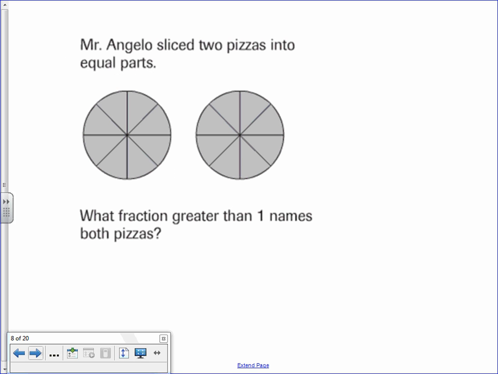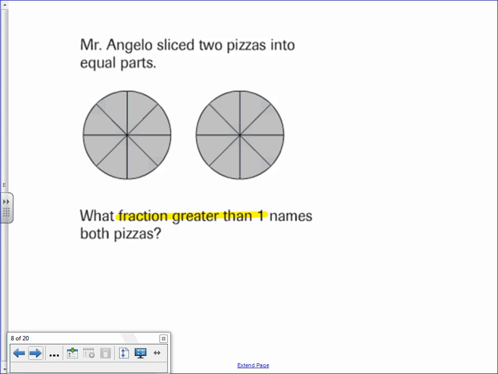Mr. Angelo sliced 2 pizzas into equal parts. What fraction greater than 1 names both pizzas? Before we answer this question, I just want to highlight something for you. Whenever you see fraction greater than 1, that's a signal. Can anyone tell me what signal should be going off in your mind about the numerator and the denominator when you know that the fraction is greater than 1?